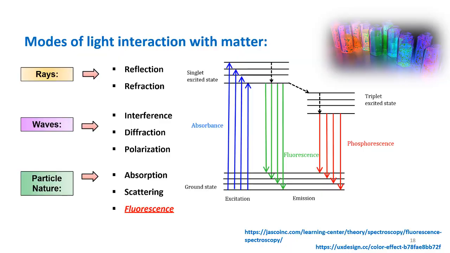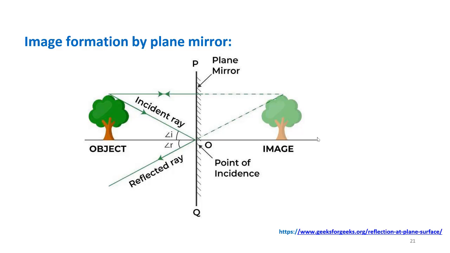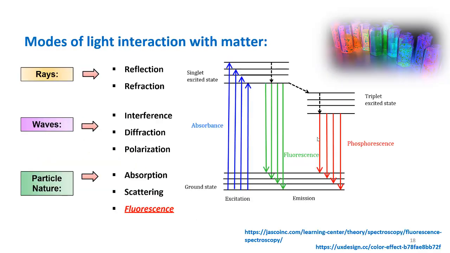Then we have the phosphorescence phenomenon. Phosphorescence is when the excited electron goes from the ground state to the singlet excited state, and then jumps to another excited state, called the triplet excited state. And from there, if it gets relaxed back, then that phenomenon is called phosphorescence. The only difference between fluorescence and phosphorescence is that the excited state is getting changed. In fluorescence, the excited state remains the same, but in phosphorescence, the excited state will change. So that was about the interaction of light with matter.